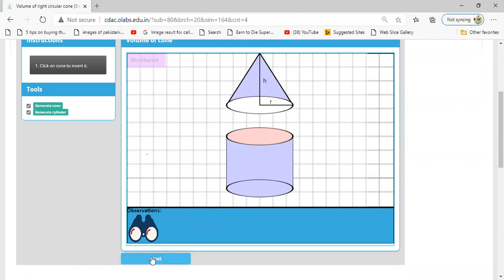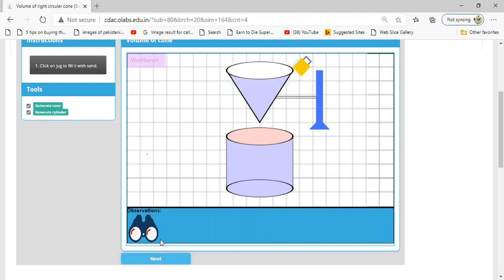Next, click on cone to invert. Now we have to fill this cone with sand, and then pour this sand into the cylinder, then again fill it, then again fill it. So we will see that after filling 3 times, the whole cylinder will be filled totally. That proves that 3 times the volume of cone will be equal to the volume of cylinder.